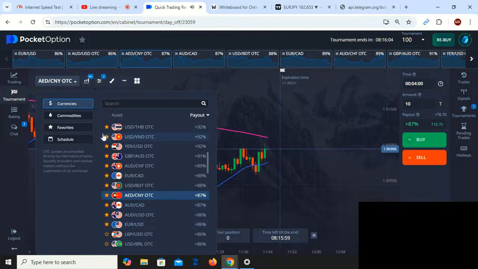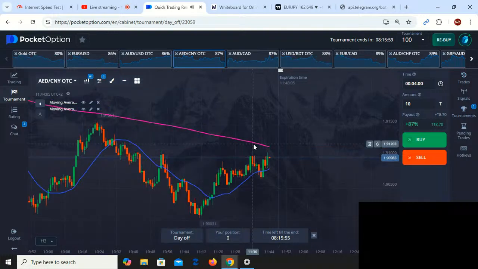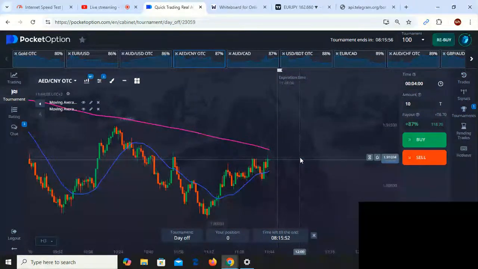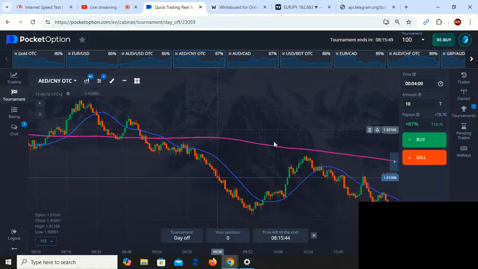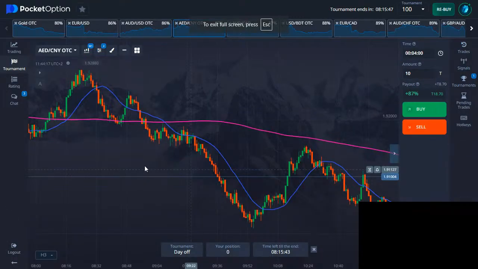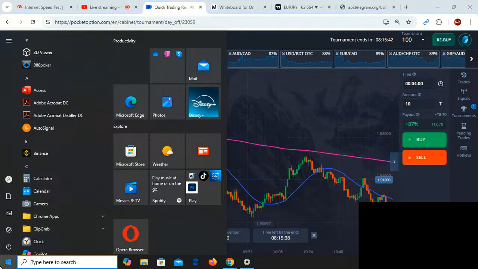Okay, let me see in commodities if we have something. I'll put gold as well. Gold OTC. So now let's look for a narrow state. Let's backtest a little bit and see narrow and wide states. How do we see them on the chart itself? What do I have? I need my pen. Hold on.